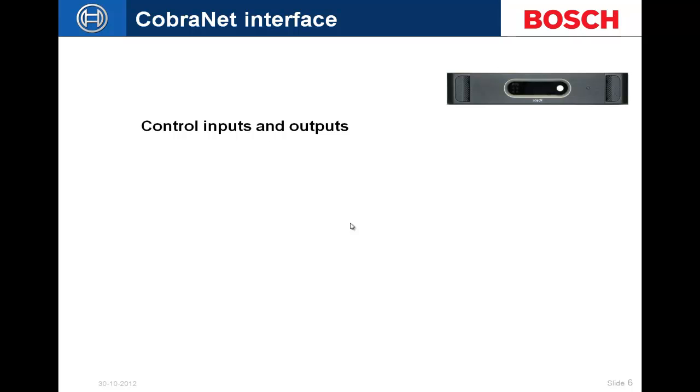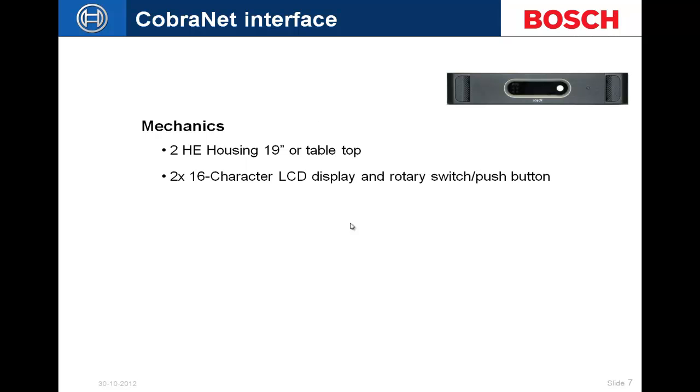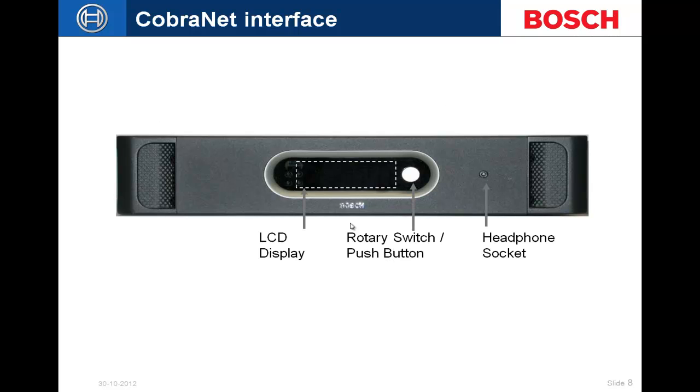This can't be routed over the internet. If you need to route over the internet, we make a PRS-1 AIP1, which is the audio over IP interface that will transport audio over the internet. But if they need to route audio over a network, the CobraNet interface can be used for that. Our front display has our LCD panel, our rotary switch / push button, and our headphone socket.